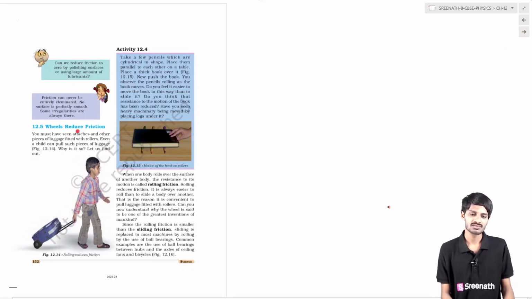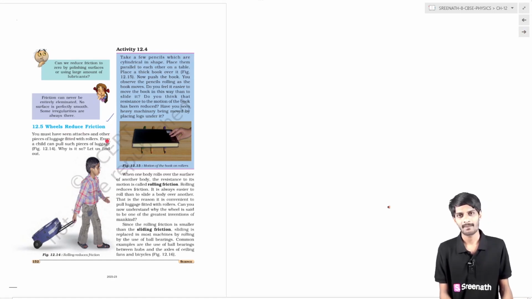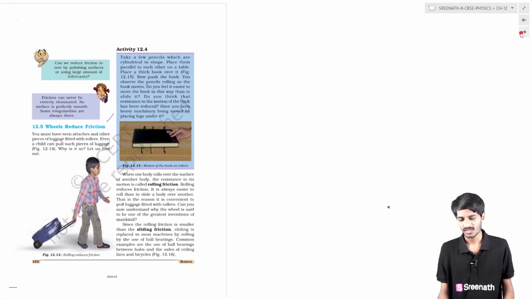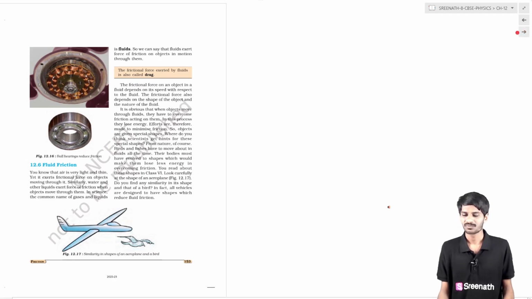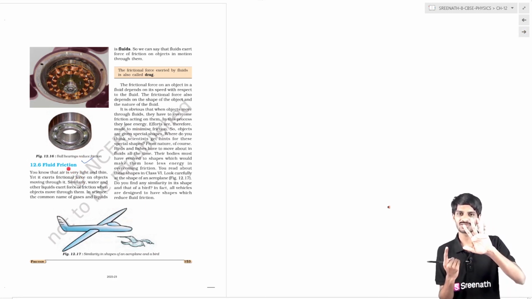And the fifth topic is wheels reduce friction. How can wheels reduce friction? What do we call the friction when wheels are used? And the sixth and last topic is fluid friction. These are the 6 topics we are going to learn, students.